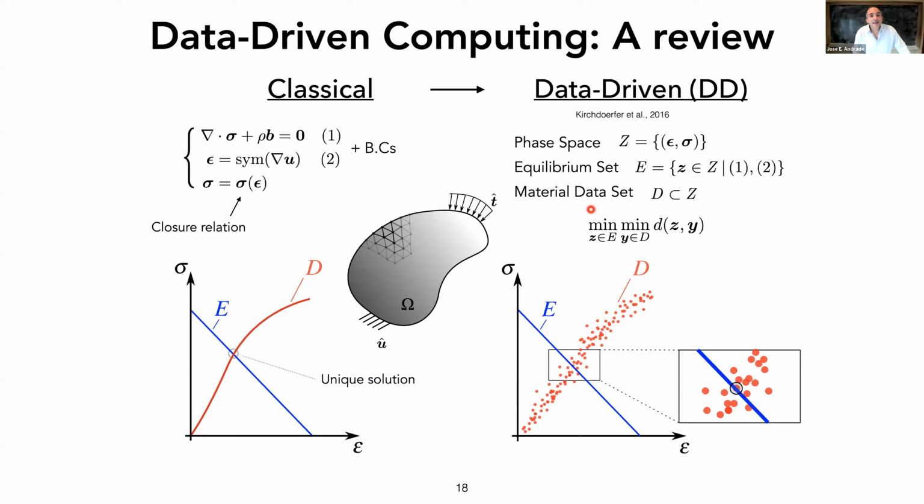Then you have a material set, D, that essentially is also a subset of Z. And here I like this graph because it really describes the problem. In this data-driven approach, you can think of the equilibrium set as a line or a plane in phase space. And then what you're looking for, your solution to your boundary value problem, is the one that is the intersection of D with E. Okay, or at the very least, if there is no exact intersection, you're looking for that point D that comes from the data that satisfies your equilibrium set the closest. Okay, so you play this game of searching for the closest D. In the classical problem, you find a unique solution, the unique intersection between E and D, through the constitutive equation.